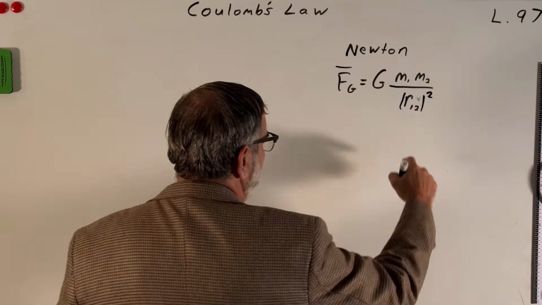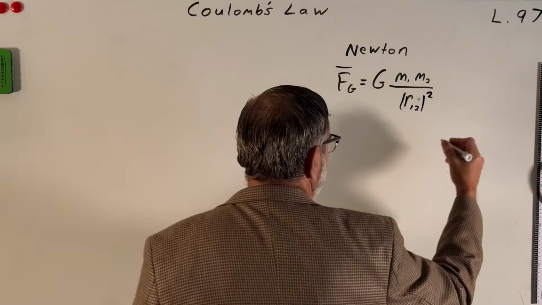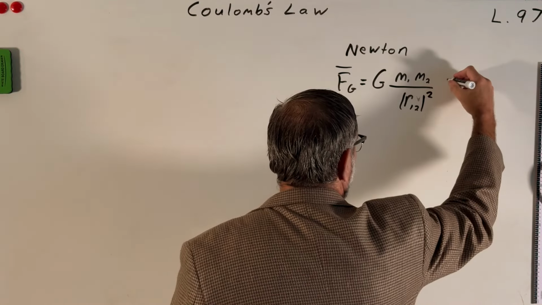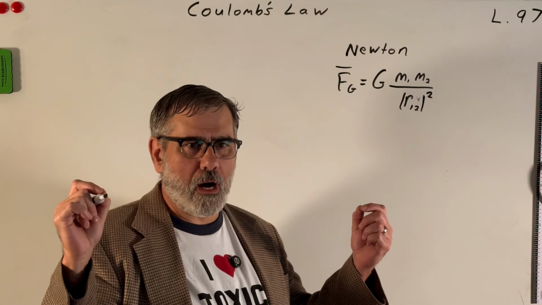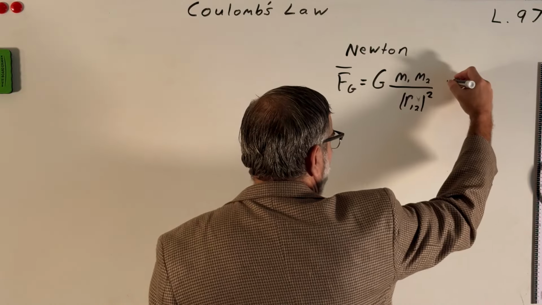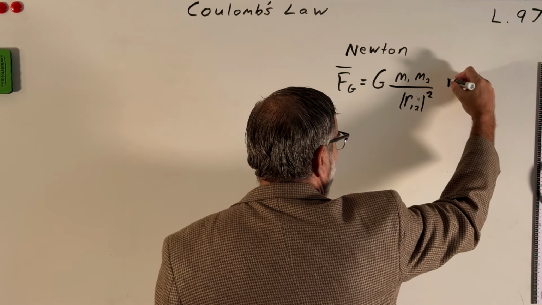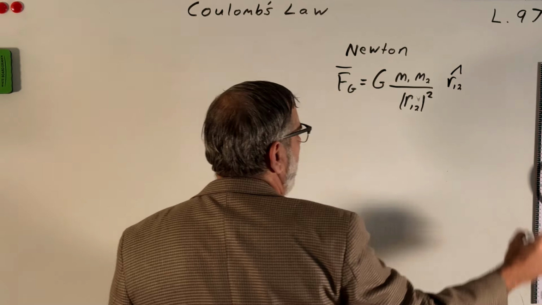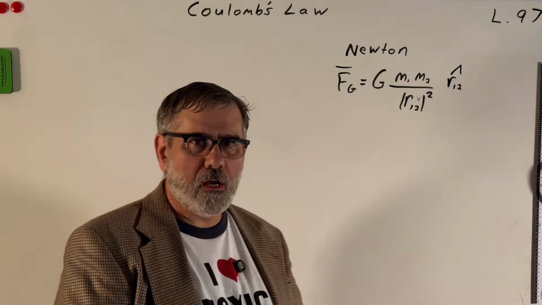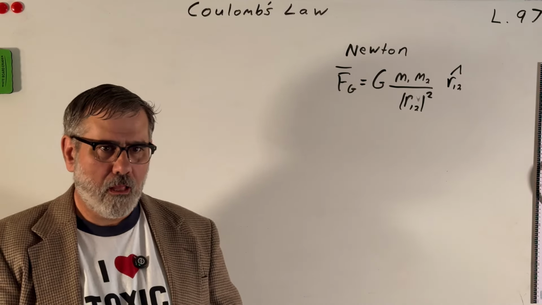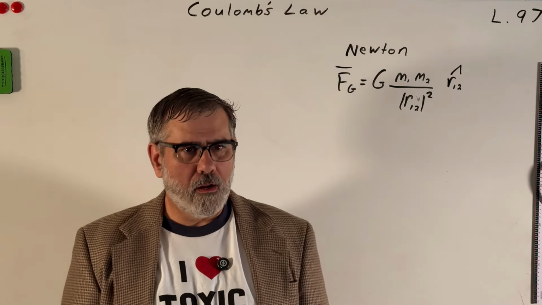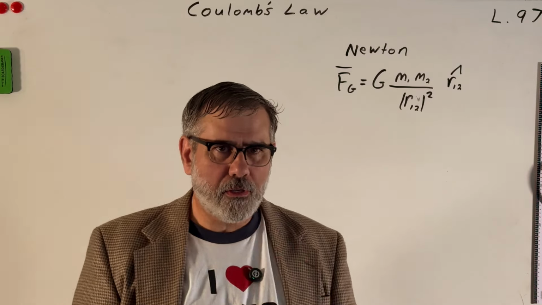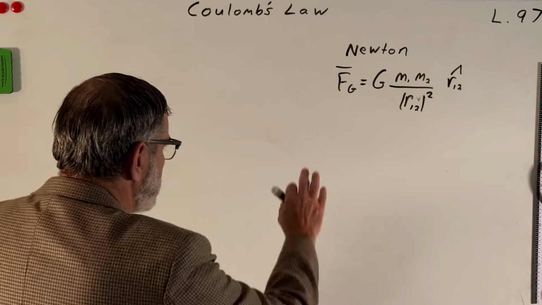The modulus squared, or the square of the distance between them, and it's directed in the direction of the force, which is along the line that connects the two bodies, right? And so we denote that with a little vector like this. We'll call it R12, and we put a hat on it. The reason the hat is there is because it means it's normalized. It means that the length of that vector is equal to 1. I'll show you later why that matters and how it can be different. So that's Newton's law of gravitation.